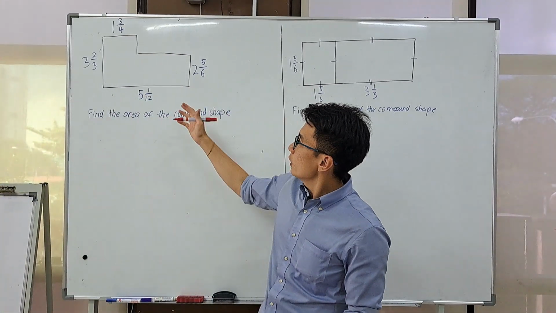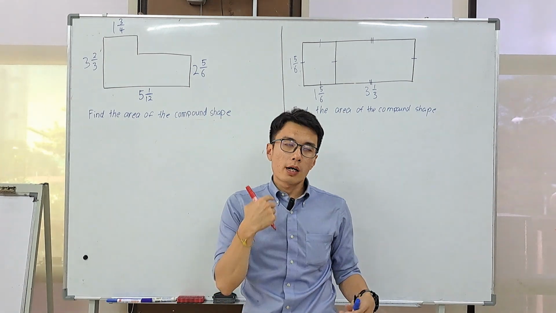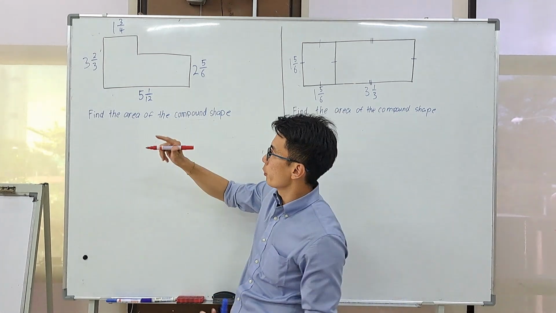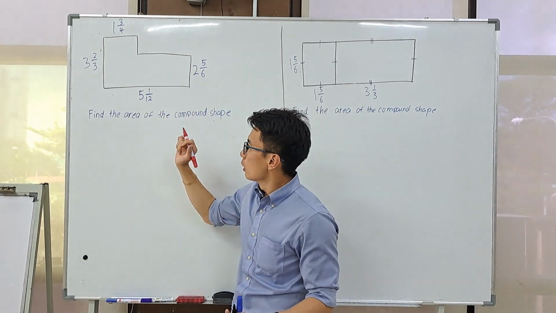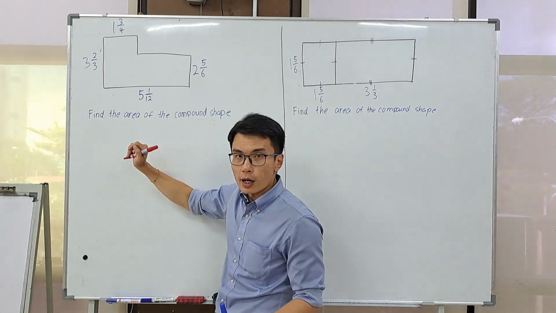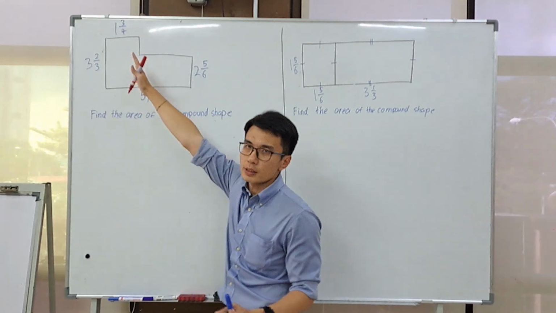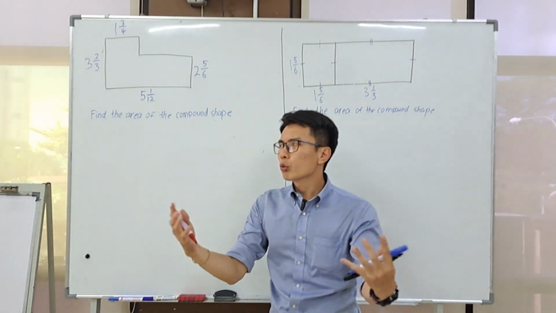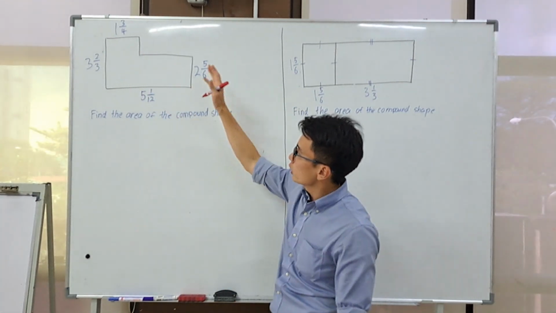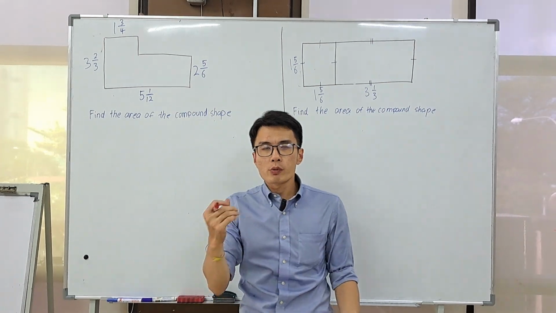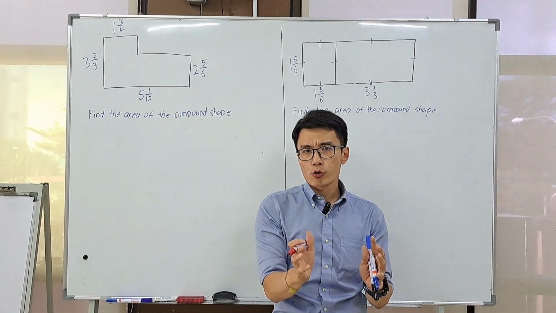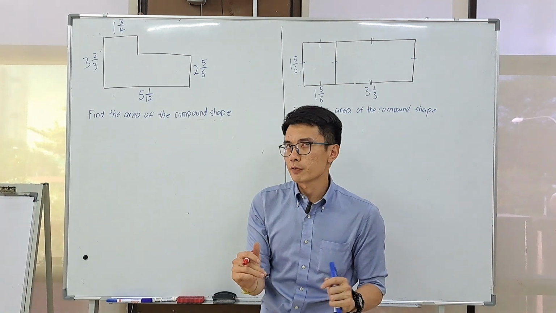Now, for this question over here, let's try to work out some question related to fraction. We would like to work out the area of this compound shape. So this over here, it's a compound shape. So how do we work out the area? First, when we identify the compound shape, we would like to split the compound shape into something we recognize first.